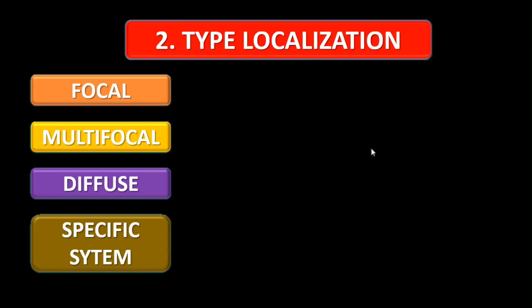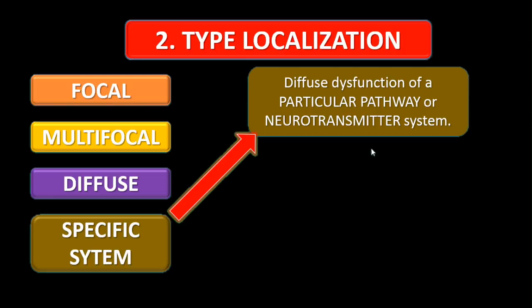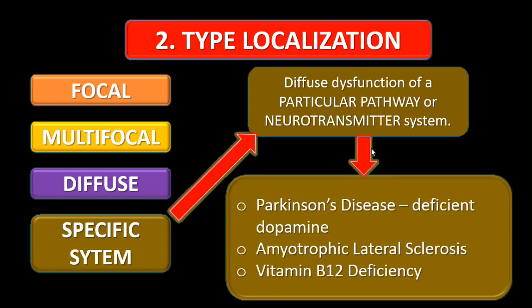The last one, called a specific system type of involvement, is a subset of diffuse localization. In a specific system process, there is diffuse dysfunction of a particular pathway or neurotransmitter system. For example, in Parkinson's disease, you see patients with tremors, bradykinesia, and rigidity. Okay, and this is due to a dopamine deficiency. So this is a neurotransmitter problem. It seems to be diffuse, but attributed to dopamine deficiency.